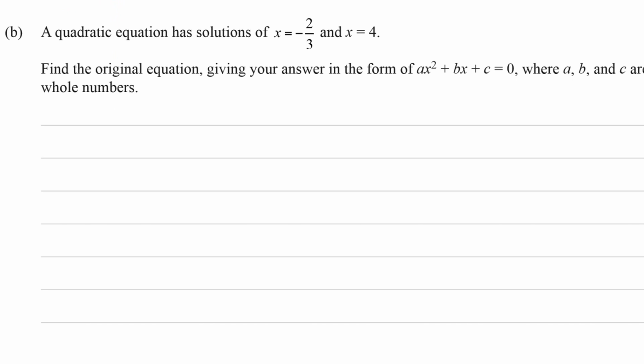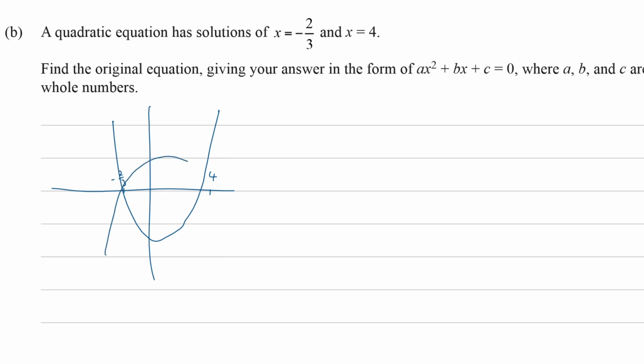Okay, we are given the solutions of a quadratic equation. So just graphically thinking about negative 2/3, 4. This tells us we have a parabola that either looks like, oh, that should be going through the 4, like that, or like that. Right? The x-intercepts of this quadratic function are negative 2/3 and positive 4.